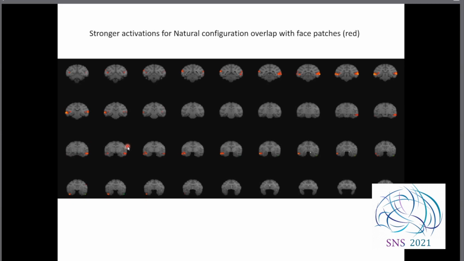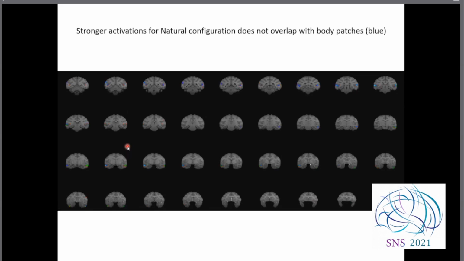patches. So it's as if in some face patches we have a stronger modulation, a stronger response to a monkey when its head is at a natural configuration compared to an unnatural configuration, while it doesn't overlap at all with the bodies.